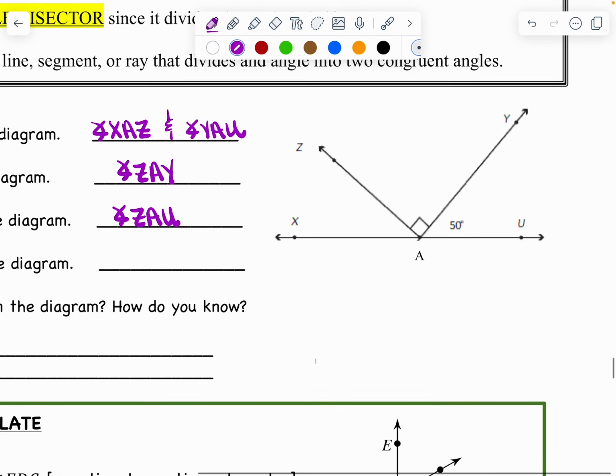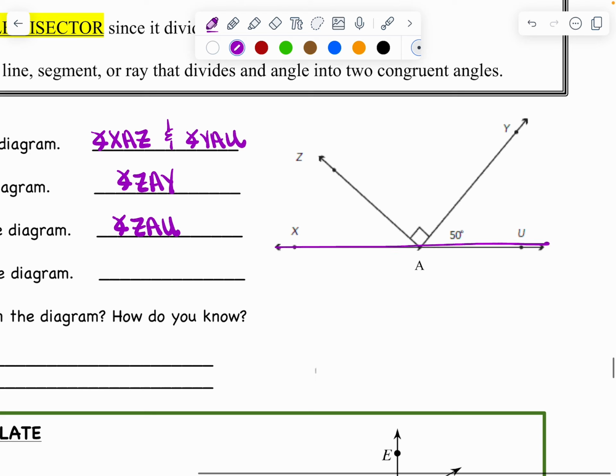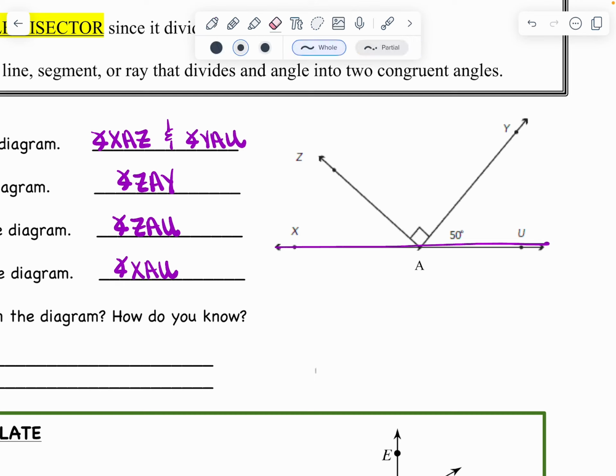And then our last one is a straight angle. Well, clearly there's a straight angle because I see a straight line. So make sure when you're naming your angle, you still are using 3 letters, X, A, U, with A in the middle.